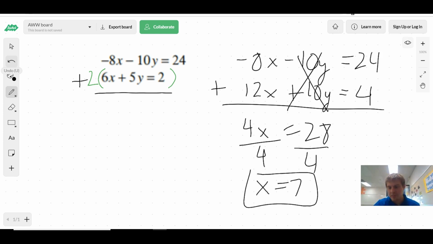Now if you stop here, that is not going to be good for the test because you are going to want to continue and find your y value.